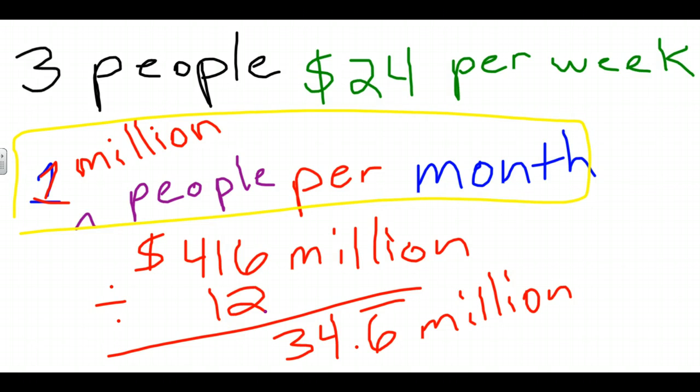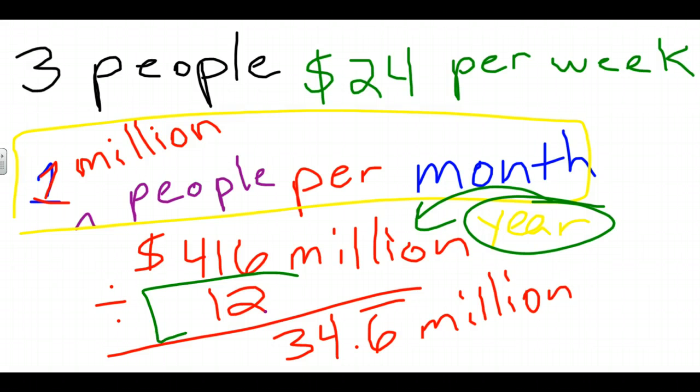Because we took the 1 million people per year, let's make that green instead, 1 million people per year, divided it by 12 months in a year, and ended up with what we would round to $34.7 million per month.